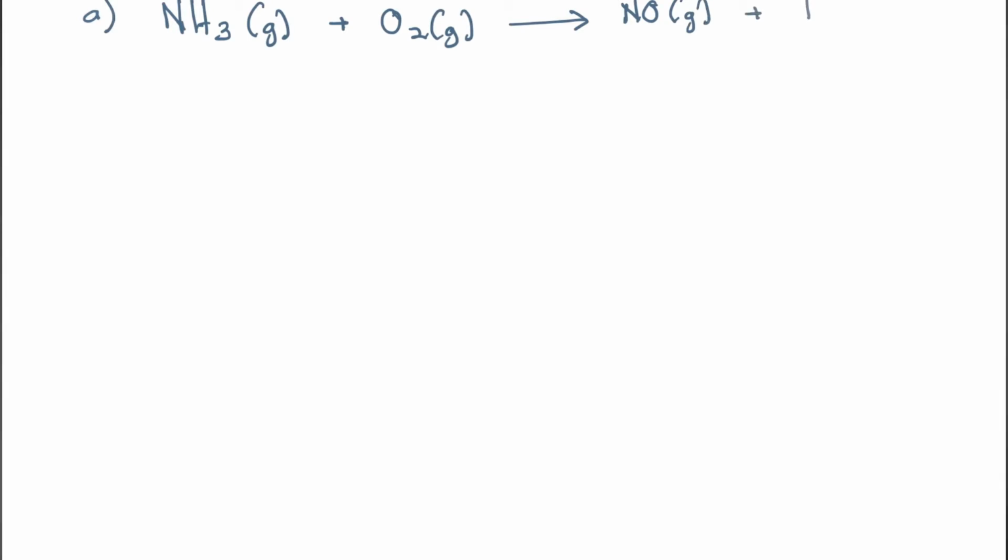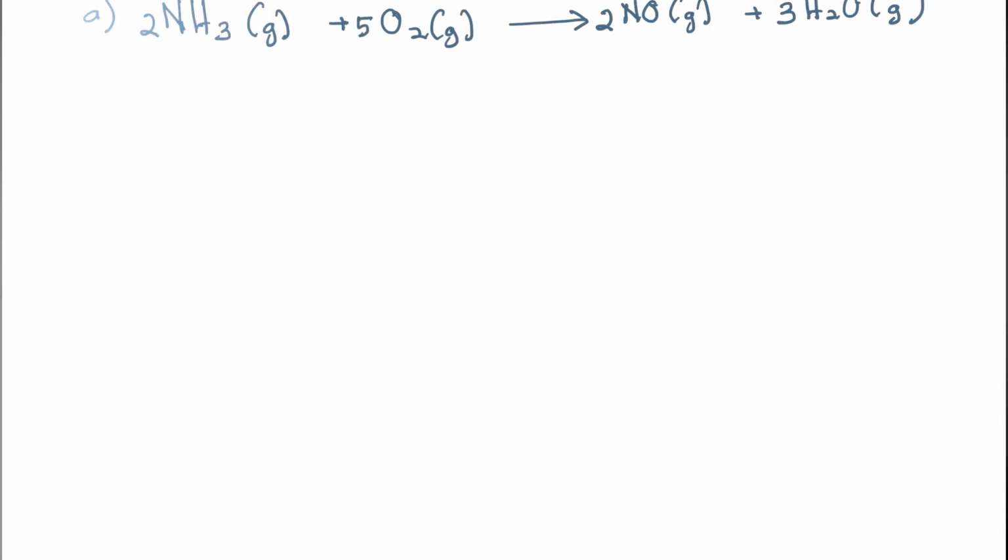So this is the answer for A. We have ammonia in a gaseous phase reacting with oxygen, producing nitrogen monoxide, which is NO, and water vapor. So how to balance this equation? Let's say I put 2 here and I will have 2 here. 2 times 3, 6, 3 here. So in total I have 3 plus 2, 5 mole of oxygen.